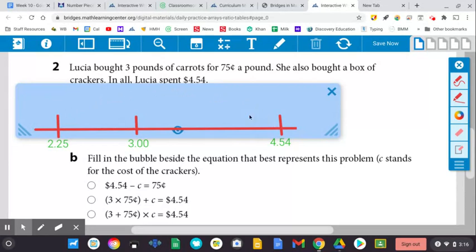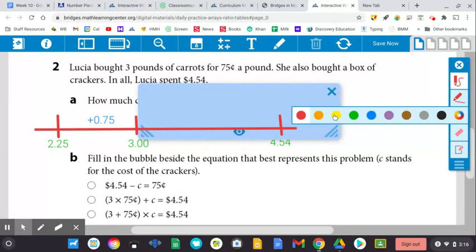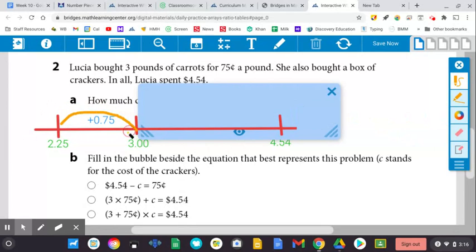This is how much she spent on the crackers, and this is her total. To figure that out, we can divide it up however we want into little jumps. I chose to do my first jump to $3. So we did a little jump, let's do a different color, from here to here, which is 75 cents. So $2.25 plus 75 cents gives us $3.